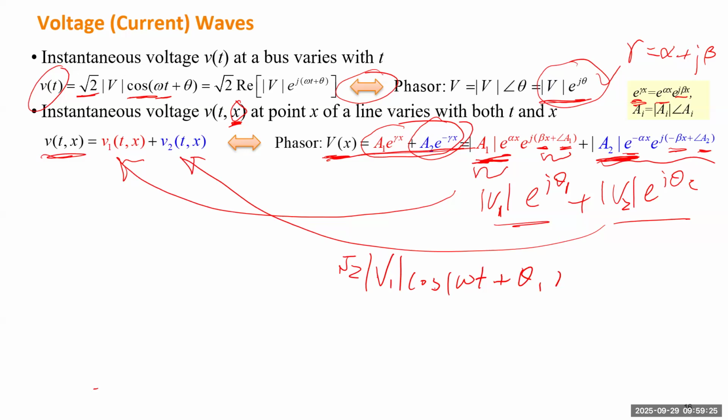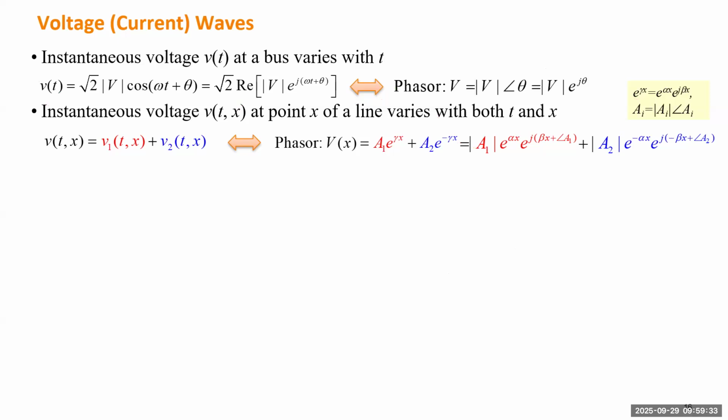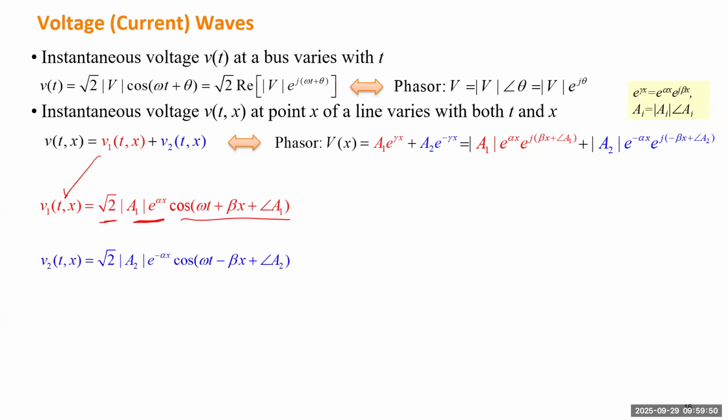Similarly for the other item, we can do the same thing and get the instantaneous voltage. So let's see what happened. V1 will be simply just this one. We'll have the square root of 2, this is the magnitude of the voltage, and this is the cosine function. So for the second one, we'll have this one.